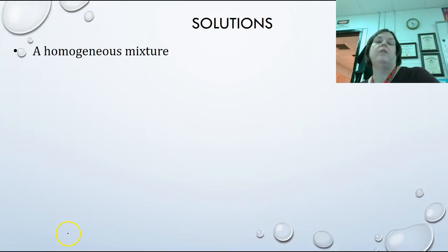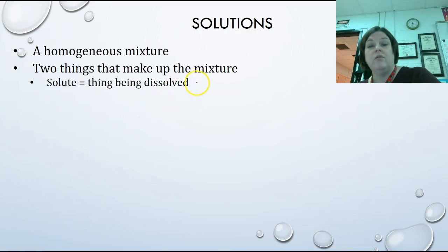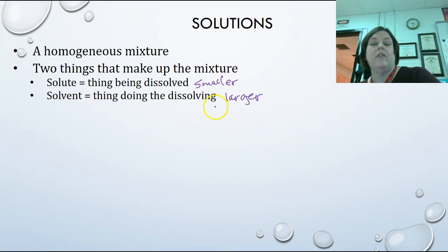So the first thing we want to talk about is, what is a solution? A solution is a homogeneous mixture. It's made up of two parts. The first part is the solute. That's the thing being dissolved. It's usually also the smallest portion. The solvent is the larger portion. So it's the thing doing the dissolving.